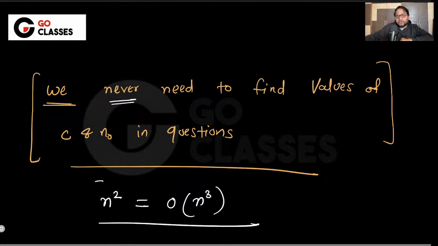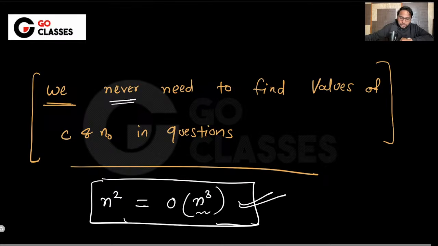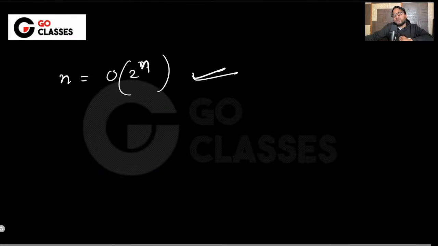See, those who have already studied, can you not tell me that this is true without even worrying about c and n naught? Because this is a greater function, so you know this is true. So you don't need to find out c and n naught like that. You can directly compare. We will see how. You don't need to find them in the questions.